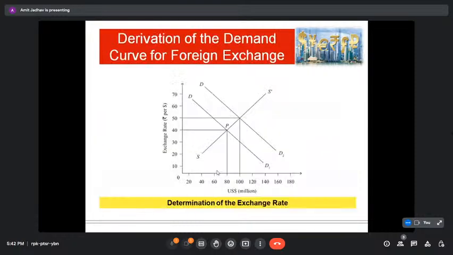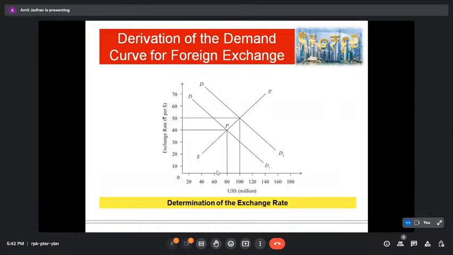So basically, how is it determined? Through the derivation of the demand curve and supply curve. We have the demand for a foreign currency, and another curve, the supply curve, which is the supply of the foreign currency. The demand for the foreign currency is a downward sloping curve, going down from left to right, and the supply of the foreign currency is an upward sloping curve.